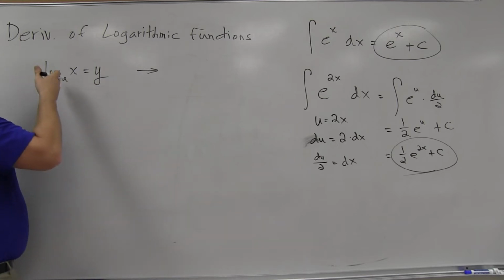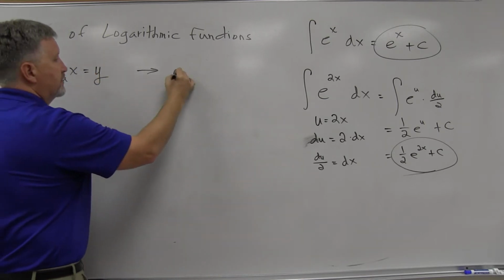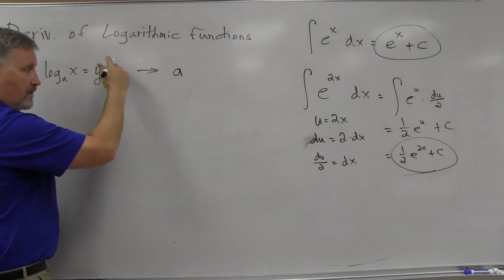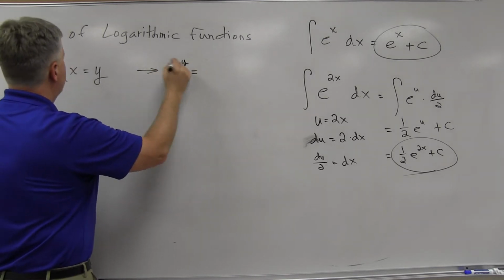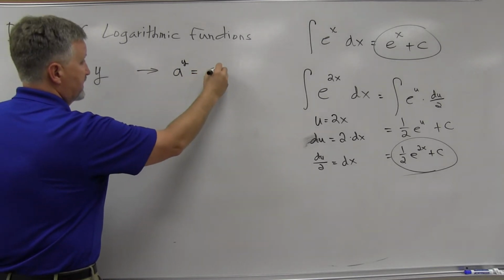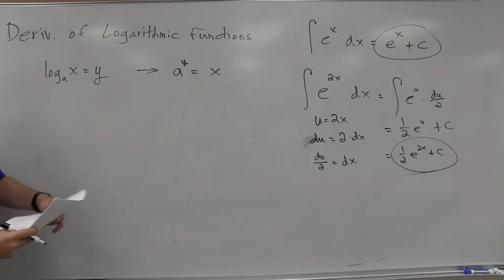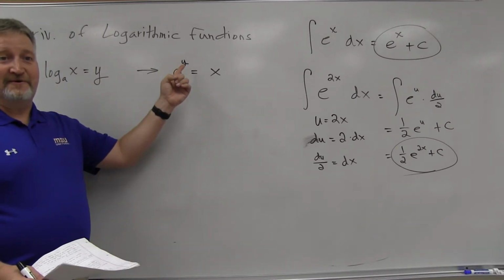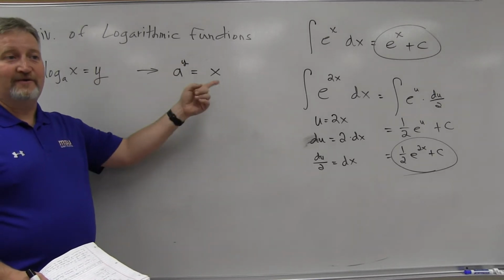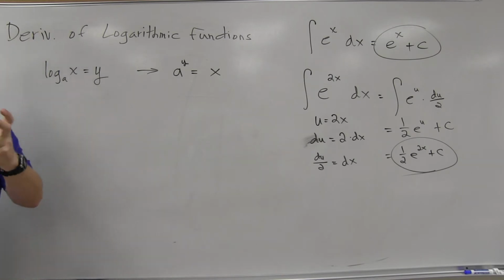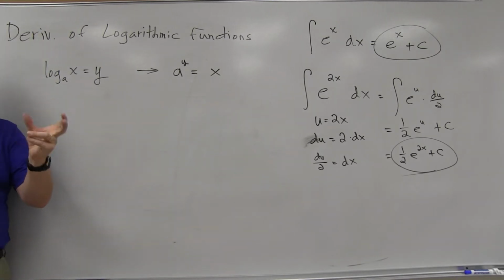The exponential form of that is: a is the base, y is the power, and that equals x. That's what a logarithm is. And that's why it's called the inverse function, because we were just talking about a to the x, weren't we? Now we're talking about a to the y equals x. So you see that's what an inverse function does. It switches the roles of x and y.